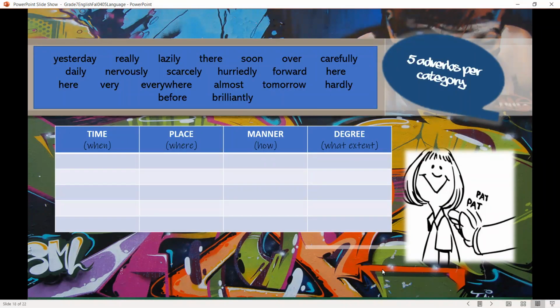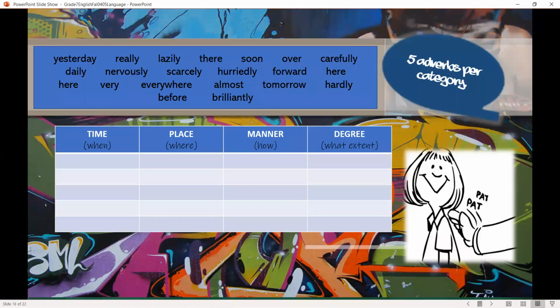How about we do this together? You want a pat on the back today? Yeah. Now, if you look at the top, you'll see I've put all the different adverbs in that box. Okay. And I've given a table. And if you look at the table, I have time, place, manner, and degree. So I have when, where, how, and to what extent something's done. Now, there are 5 adverbs per category. In other words, there are 5 adverbs per column. Let's put it that way.